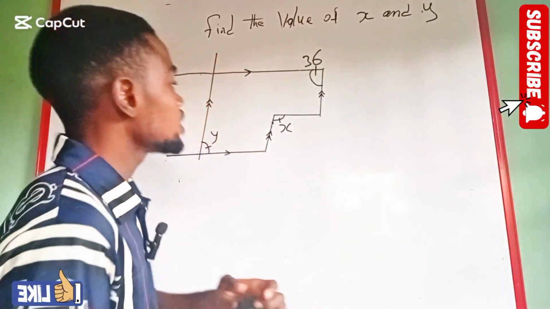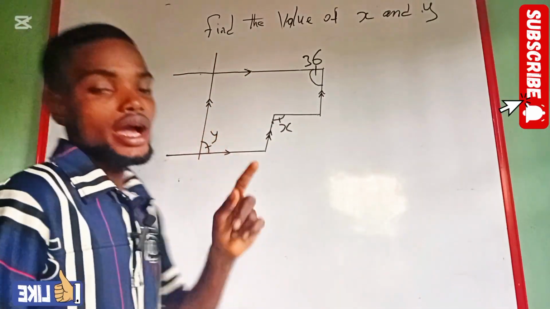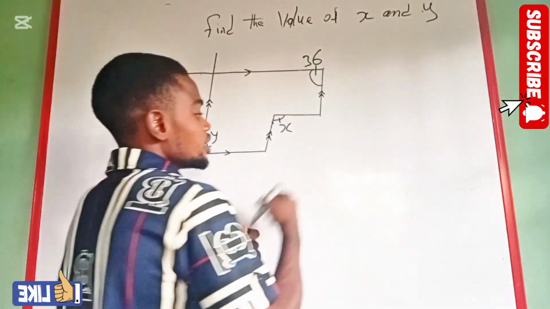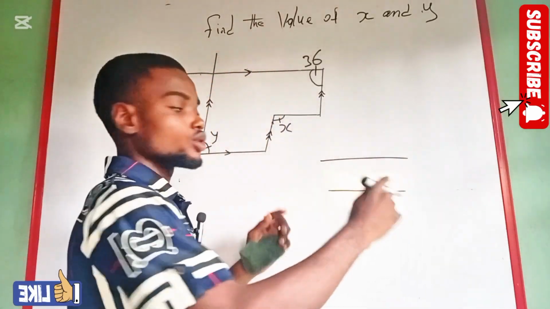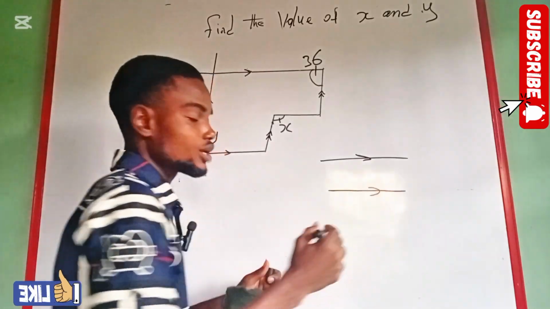Before you can get the value of x and y here, I want you to note this. This line here will not meet each other if they keep on going, so we call them parallel lines, and we can represent them with this.